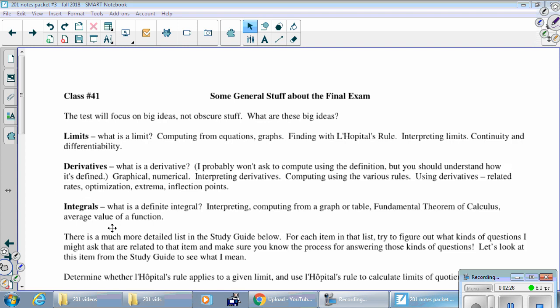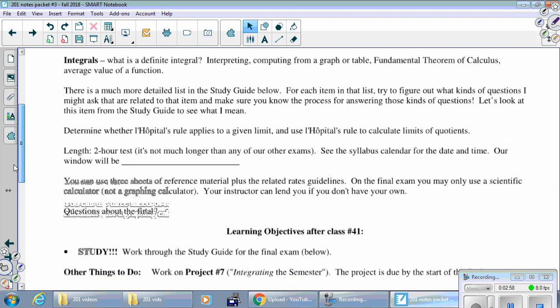And then in the last few classes, we have introduced integrals. If you continue on and take calculus 2, you will do a ton of work with integrals. So you should know what a definite integral is. You should be able to interpret them if I give you contextual problems. You should be able to compute a definite integral if I give you a graph or a table of points. You should know how to apply the first part of the fundamental theorem of calculus, and also you should know how to calculate the average value of a function. It's just a formula, but I want you to understand what that means.